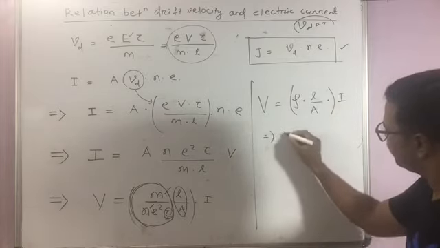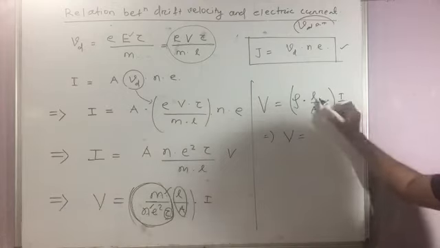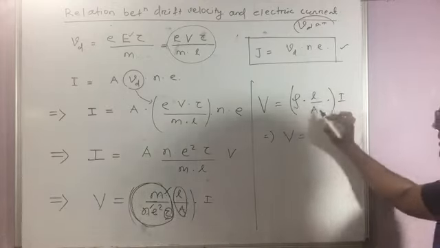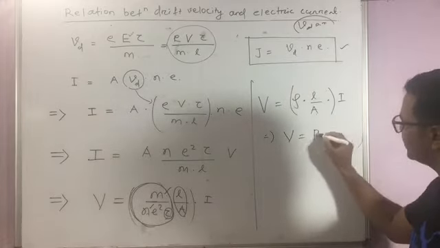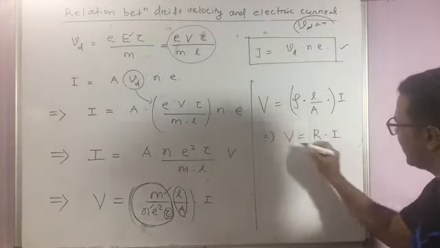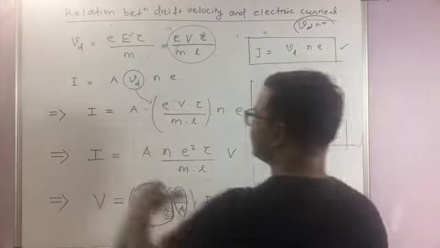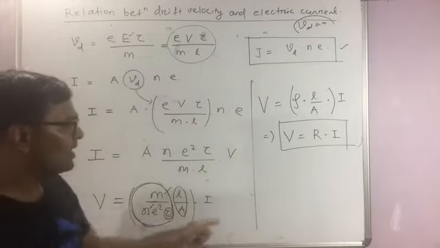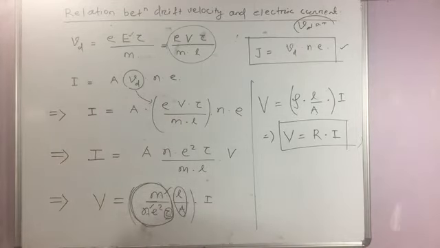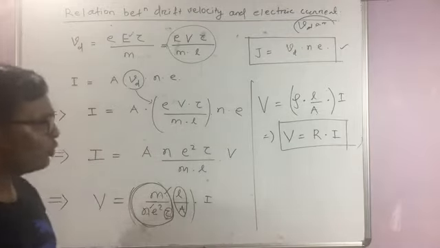So which implies V is equal to, for a particular geometry, means for a conductor having a fixed length and fixed cross-sectional area, this quantity is a constant. So it is equal to R into I. So we can derive Ohm's law from this relationship, I is equal to A Vd n e. This can be asked in your exam. Got?